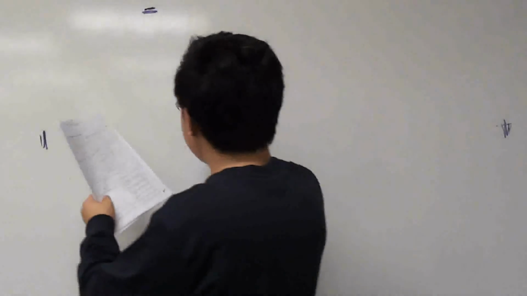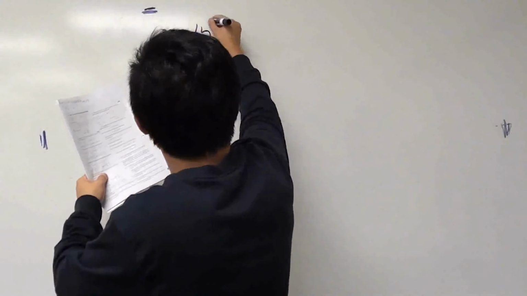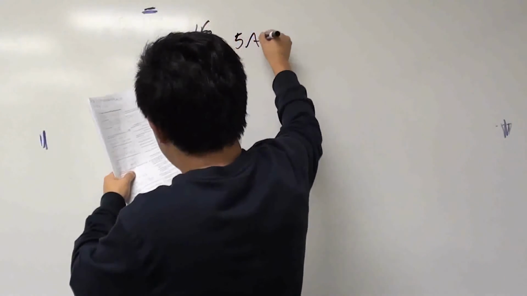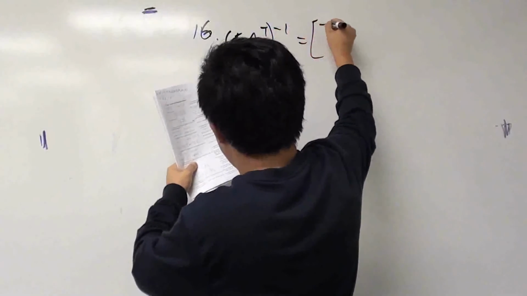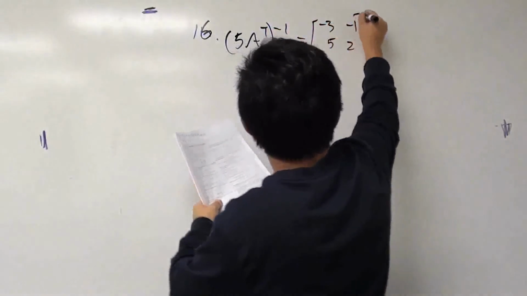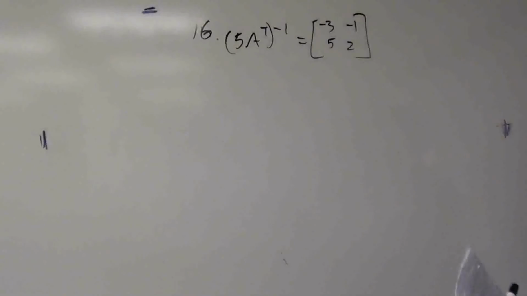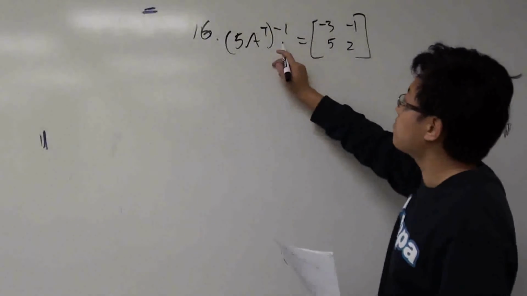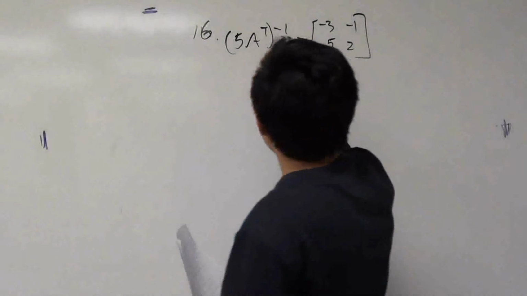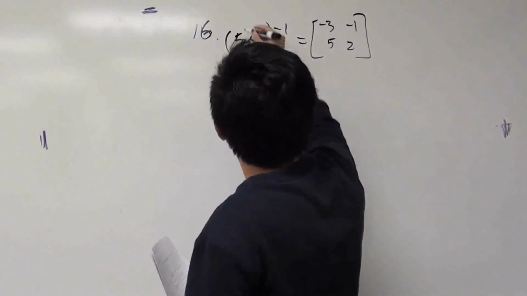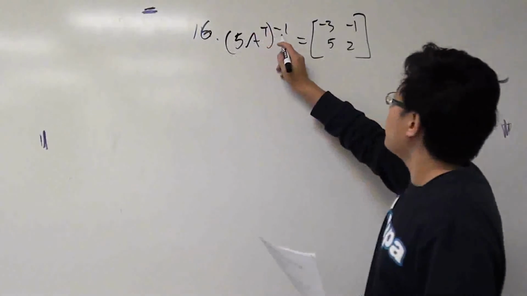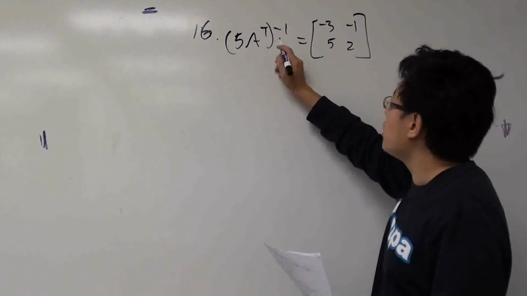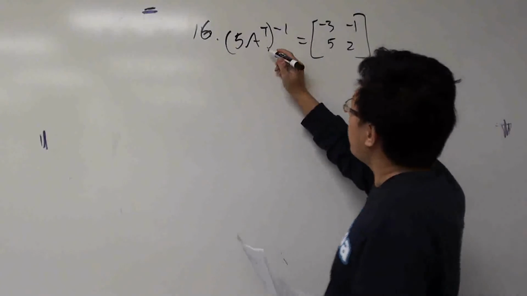So let's try 15, for example. Transpose. Oh no, 16, that's what I meant to say. A transpose to the power -1 equals. So how would we go about this? What you could be doing is that A transpose to the power of -1 is going to be the same thing as A inverse transpose. Is that going to be that useful though? I don't think it would be.